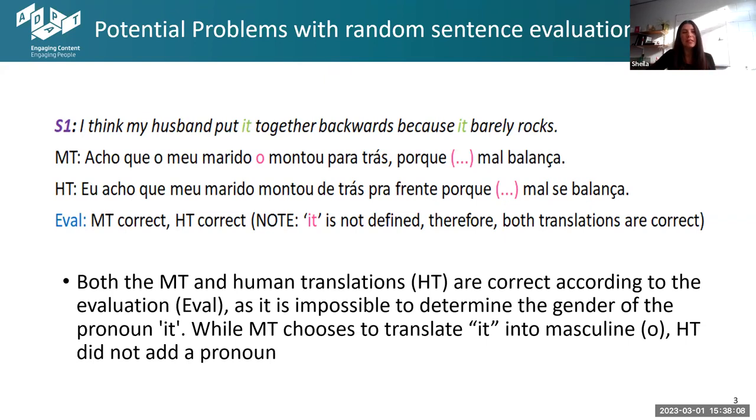So the machine translation translated this sentence as, "I think my husband put him backwards because barely rocks." It puts the gender into masculine and decided not to translate it in the second. The human translator decided to drop all the pronouns because it didn't know what each meant. When these two translations were assessed, the evaluator said the machine translation was correct, but also the human translation was correct, because since it was not defined, both translations are correct, even though one has a masculine gender and the other didn't have any gender.